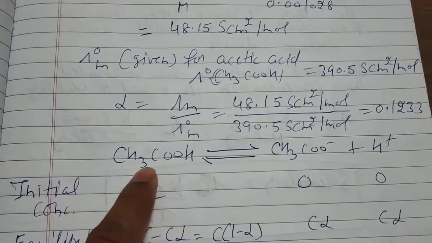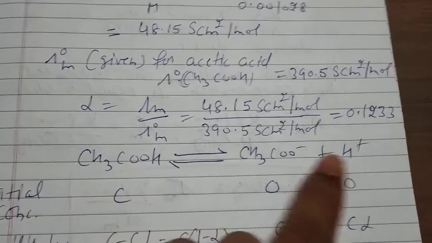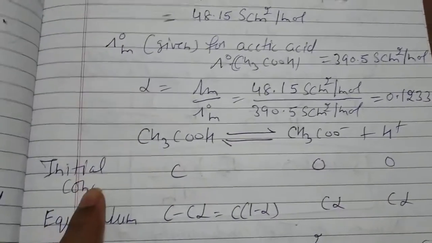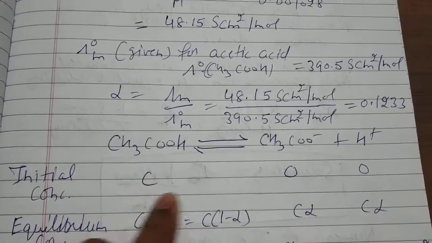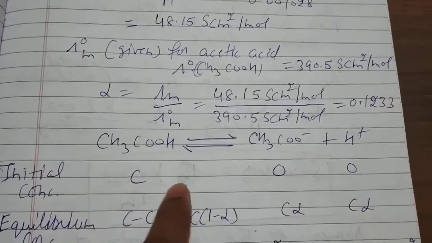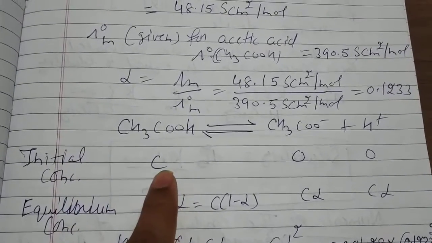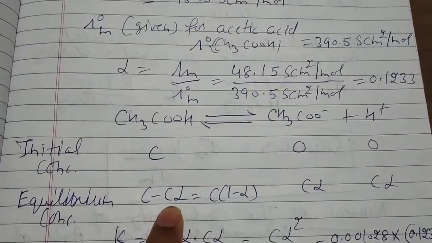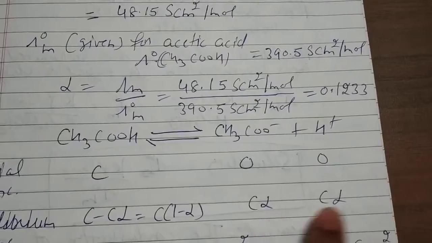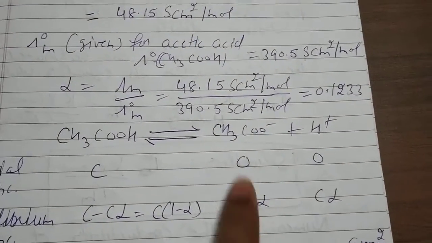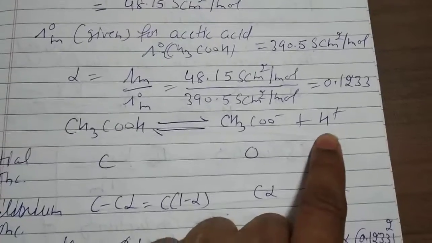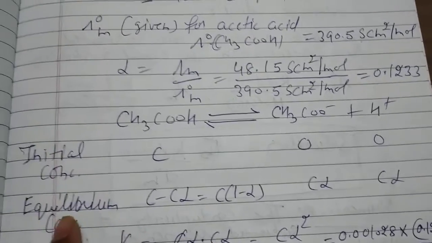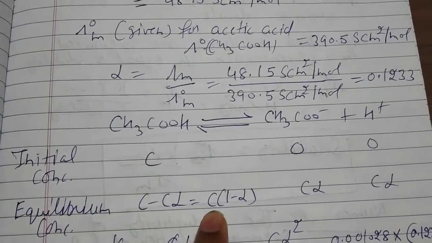We know that CH3COOH is a weak electrolyte. When it will dissociate in the equilibrium, it will dissociate into CH3COO negative plus H positive. So at initial concentration, CH3COOH was C and no product was there because reaction has not started. At equilibrium concentration, this C will dissociate. How much will this dissociate? C alpha. Out of C, how much will break? C alpha. And as much as it breaks, the same amount of both of these will form. So product concentration is molar concentration of CH3COO negative C alpha, molar concentration of H positive C alpha. So C alpha multiply C alpha. And this C minus C alpha can be written as C(1 minus alpha).